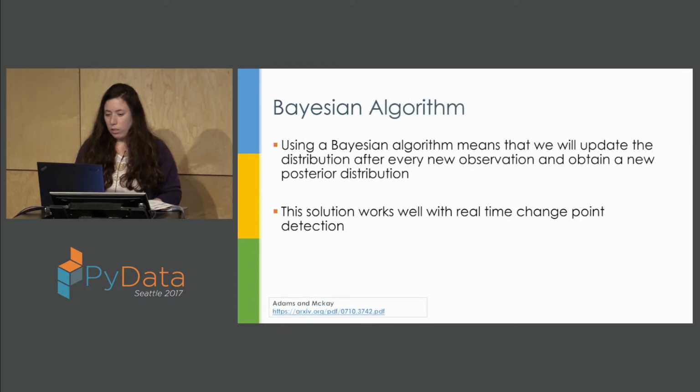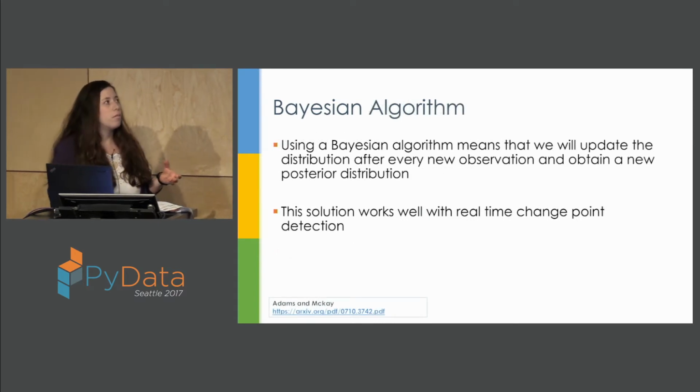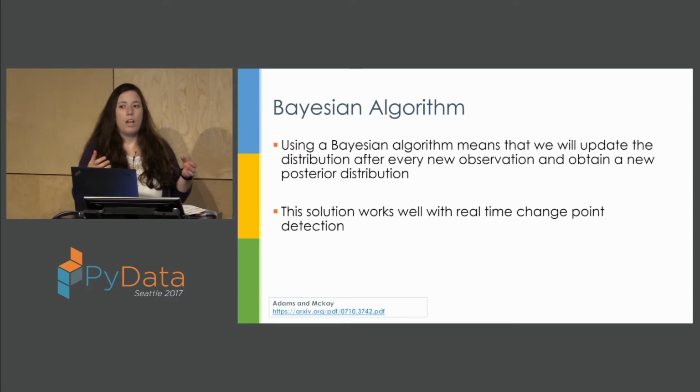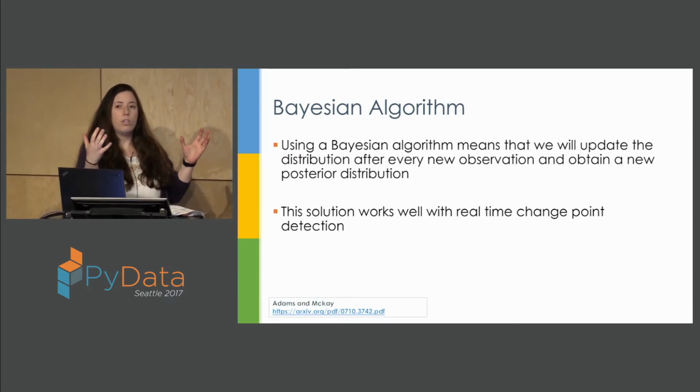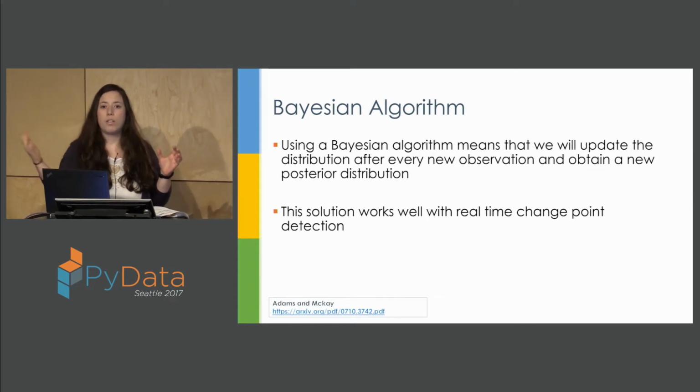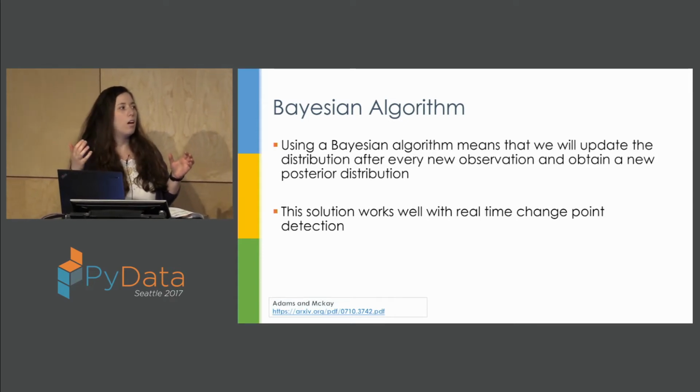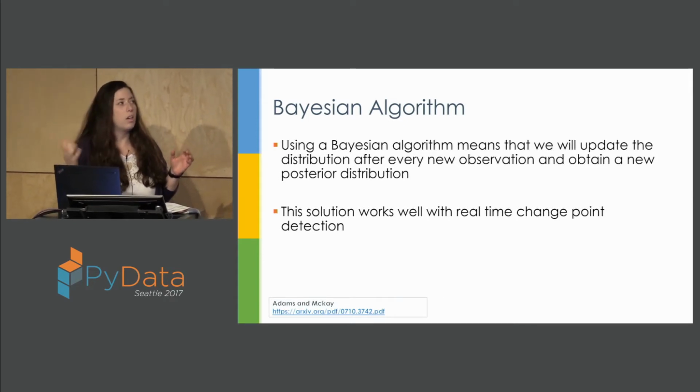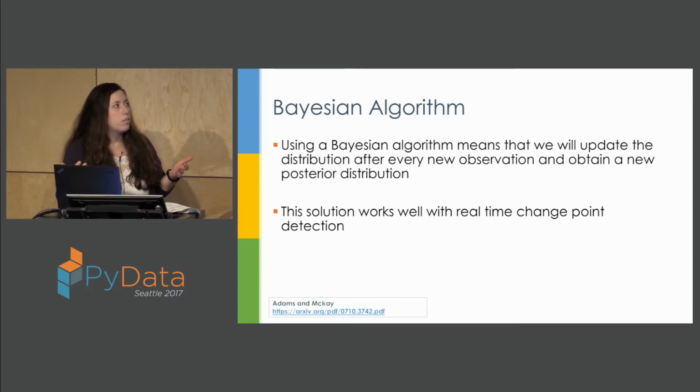Okay, so using a Bayesian algorithm means exactly that: we start with a prior assumption, and as new data comes in, we keep updating our assumptions, updating our distribution. So this suits our needs perfectly for detecting online change points.